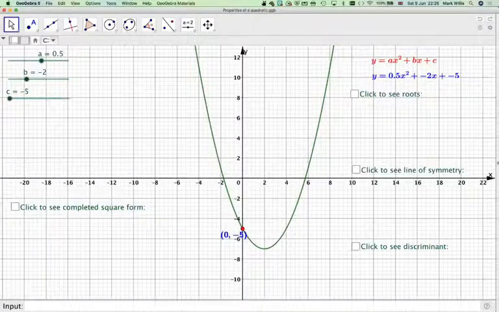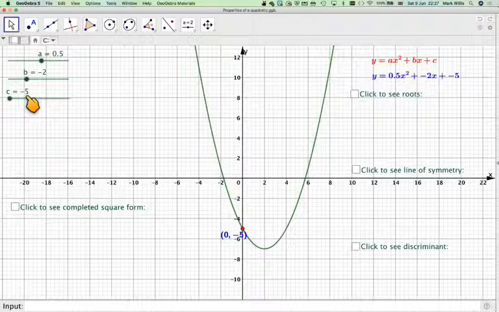Hi, in this video we're going to look at the quadratic function. Now the general form of a quadratic function is ax squared plus bx plus c, and when a is positive you get this sort of U shape which is symmetrical, and we'll talk about a line of symmetry in a minute. And obviously we see this point goes through the point (0, -5).